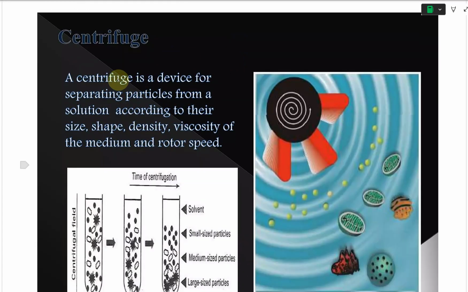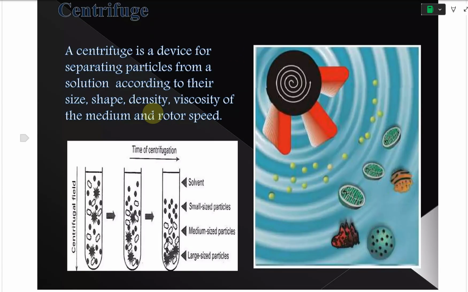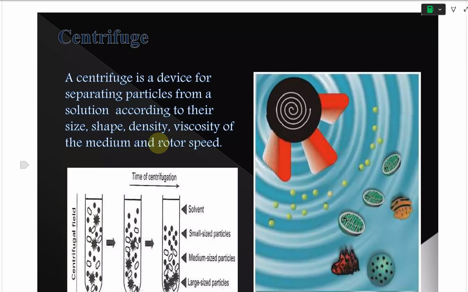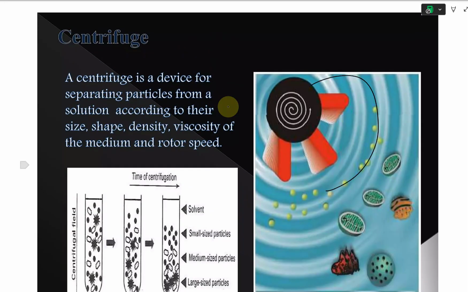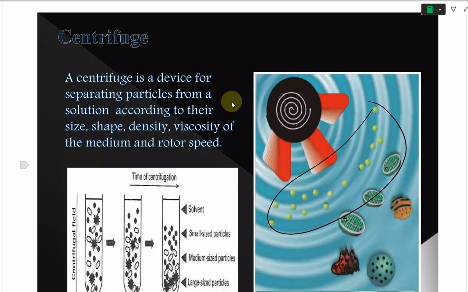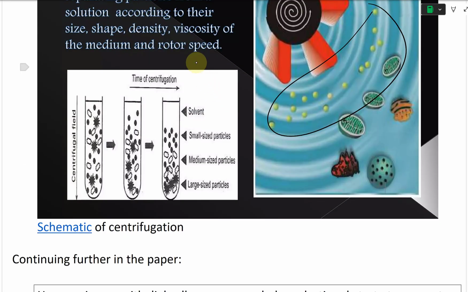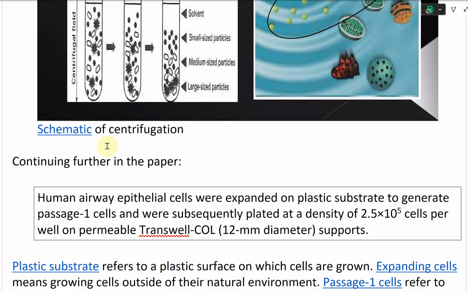The centrifuge is basically a device for separating particles from a solution according to their size, shape, density, viscosity of the medium, and rotor speed. It just spins it, and then the heavy stuff is thrown down at the bottom. So you spin this, the heavy stuff goes further out, with more momentum, and the lighter stuff gets closer in. This would be spinning around like that, and then the heavy stuff goes down at the bottom. So large size or heavy stuff, then medium size, small. Then there's a solvent. It gets separated, and you'll have a supernatant of small particles and the solvent. All right, that's a schematic of centrifugation.